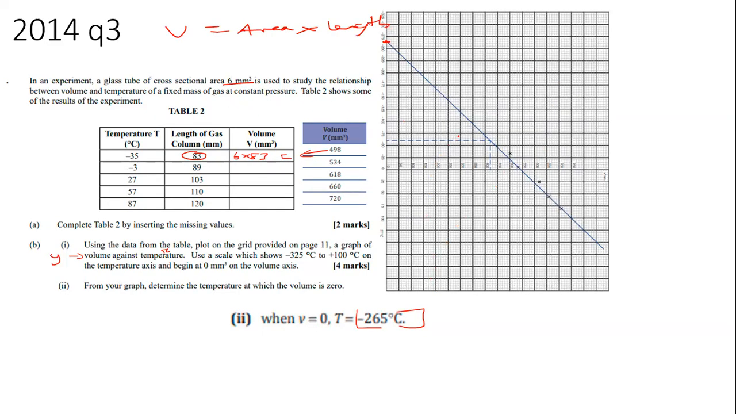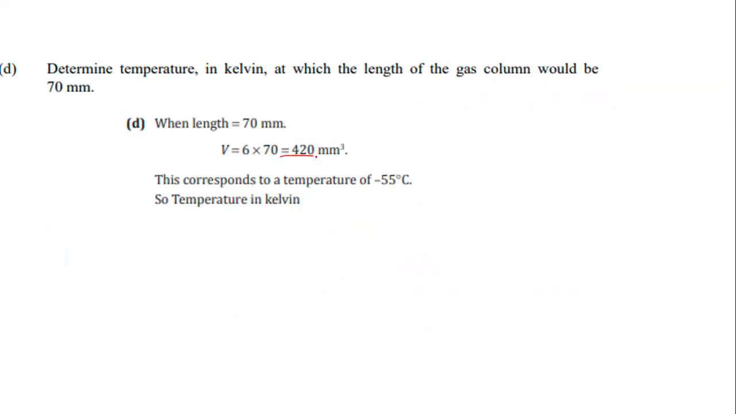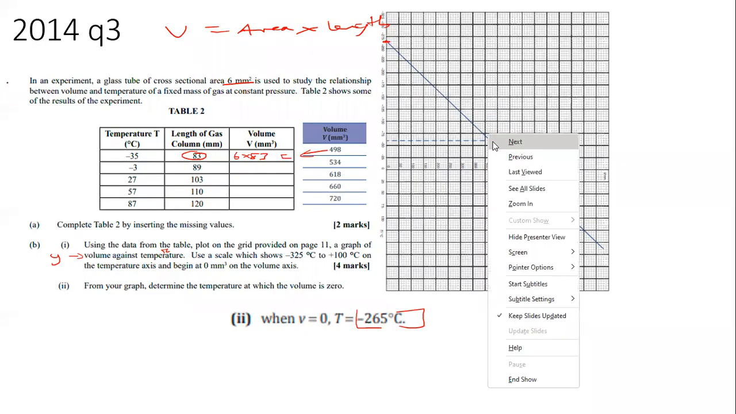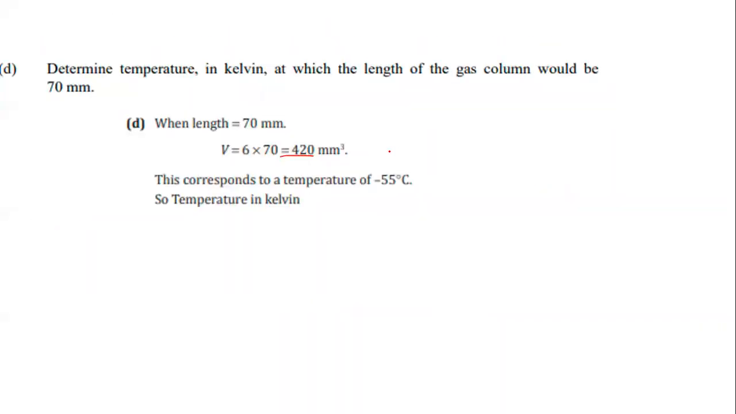Now, once you get that volume, you're going to go to your graph, yes? So this is the volume that we got, 420. You're going to find 420 on your graph, which is right here, yeah? You're going to read off from your graph what particular temperature is associated with that. And that's how you would have gotten the answer, pretty much negative 55 degrees Celsius.